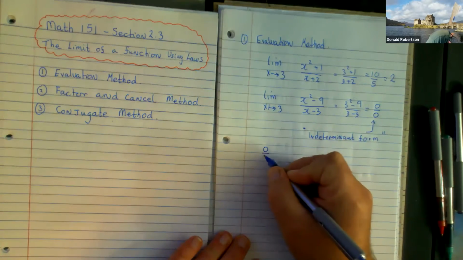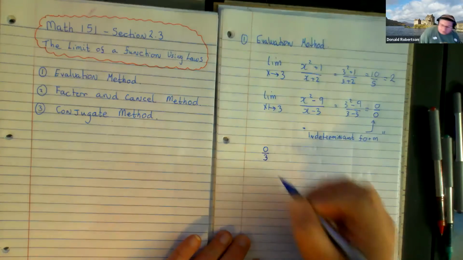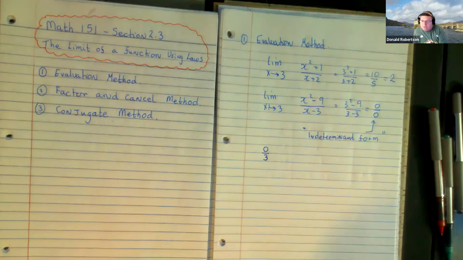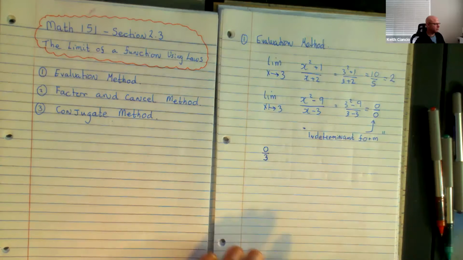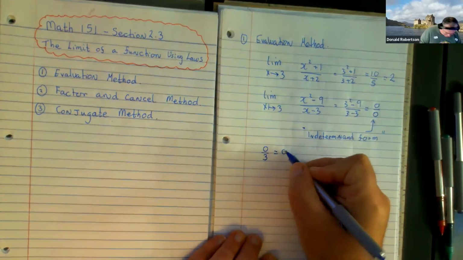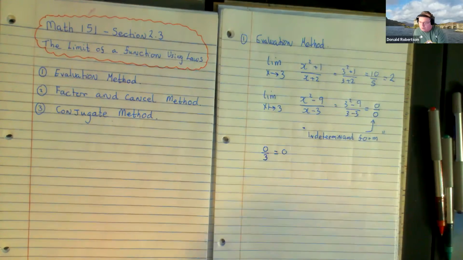Just pretend for a minute I did another calculation. What would the answer be if it was 0 over 3? Imagine that's what I got. What would that be equal to? 0. So would you agree that's not a problem? Doesn't the evaluation method work totally fine? The limit is 0. Nothing wrong with that.